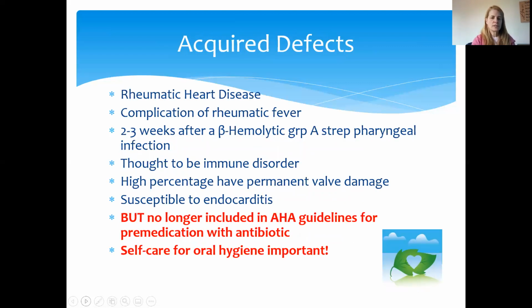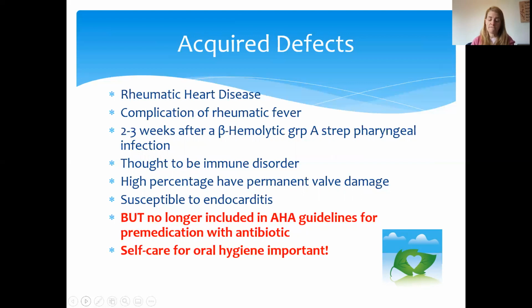Some of the acquired defects is rheumatic heart disease. This is a complication of rheumatic fever 2 to 3 weeks after the beta hemolytic group A strep infection. It's thought to be an immune disorder because the body is kind of attacking itself. A high percentage of patients who have had rheumatic fever have permanent valve damage, have rheumatic heart disease because of the rheumatic fever. 90% of rheumatic heart disease patients are between 5 and 15 years old.